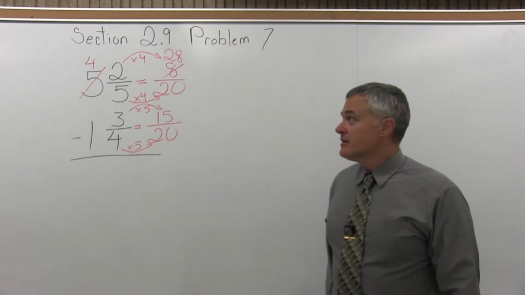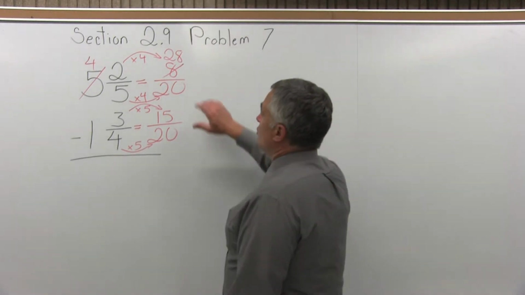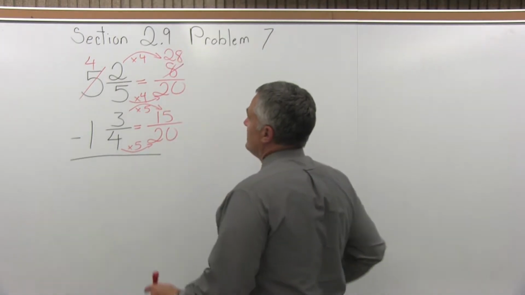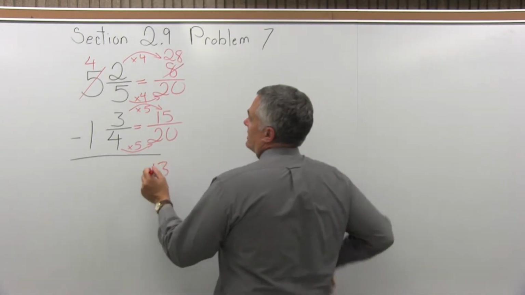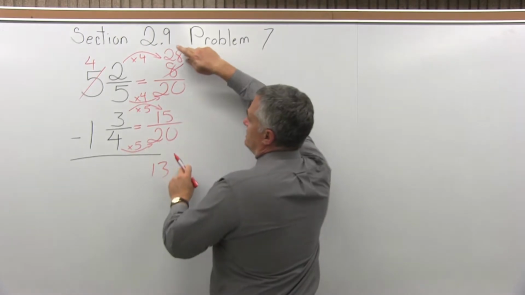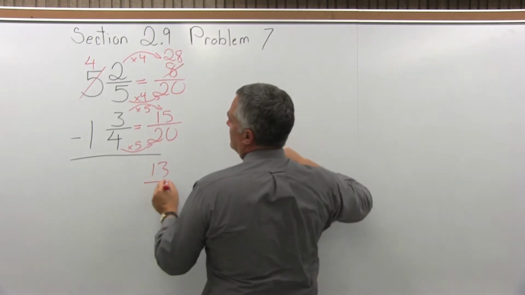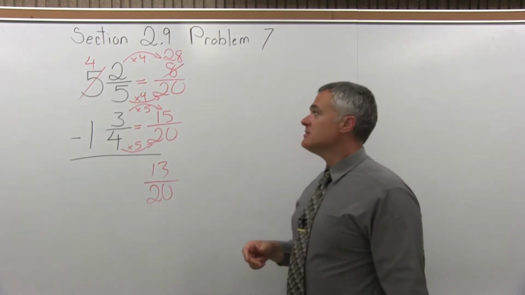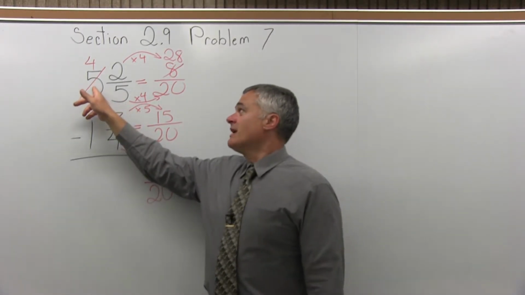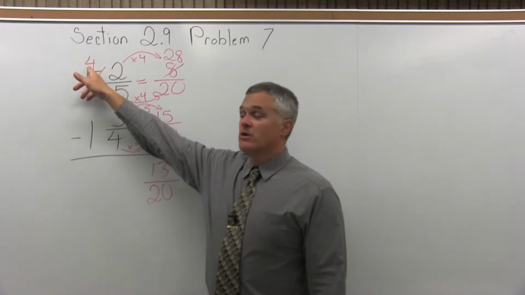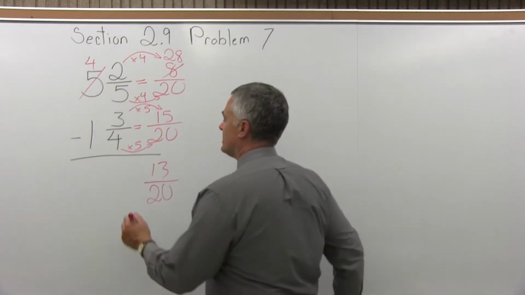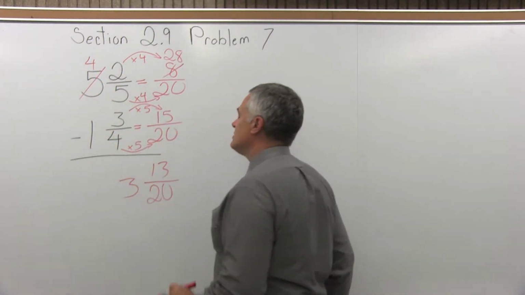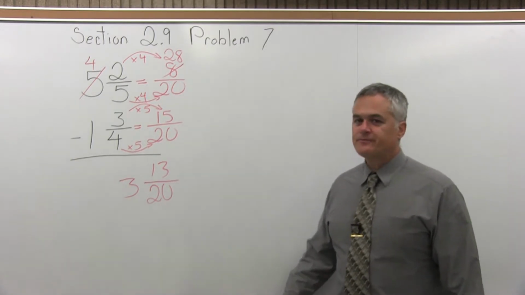Now I can subtract. 28 minus 15 would be 13. Right? 8 minus 5 is 3, 2 minus 1 is 1, 13, common denominator is 20. Now, subtract the whole numbers. Remember, it's not a 5 anymore, I had to borrow, so now it's a 4. 4 minus 1 is 3. So the answer is 3 13/20.